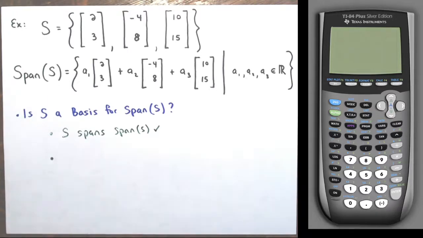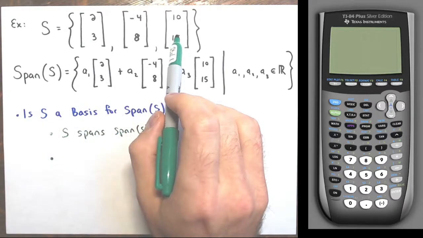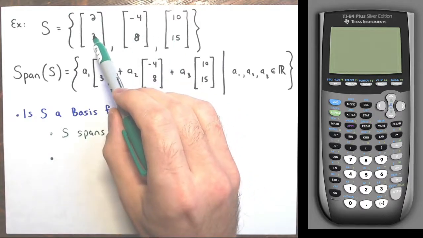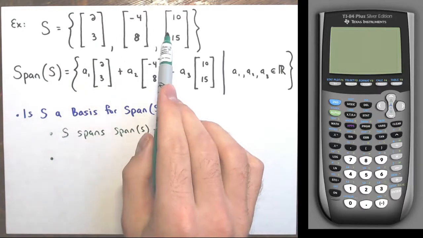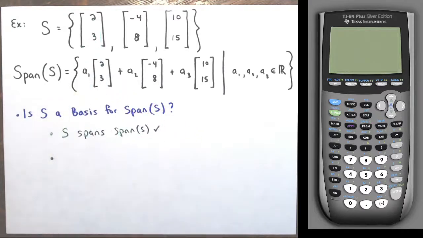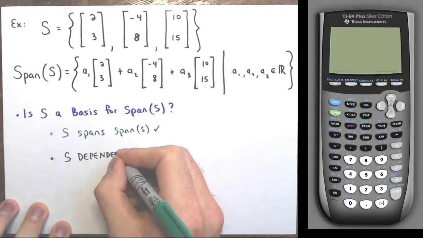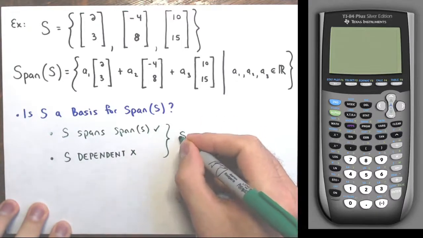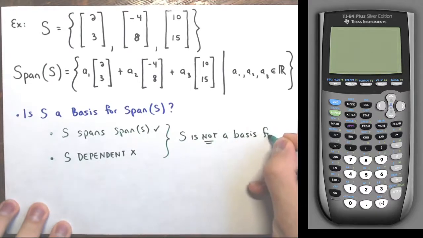Now, is it linearly independent or linearly dependent? In a prior video I've put up, if you've seen it, about independence and dependence, there was another shortcut. If the number of vectors in the set is greater than the number of components of each vector, then the set will be dependent. So for instance here, this has 3 vectors, and each vector has only 2 components. So S is going to be a dependent set, and that's bad. So this tells me that S is not a basis for the span of S, for that vector space.